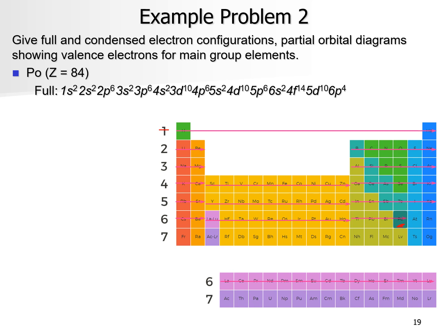As for the condensed electron configuration, we're going to take care of pretty much all the electrons up to where? 5p6. 5p6 is what xenon is. So we get the xenon core, 6s2, 4f14, 5d10, 6p4.